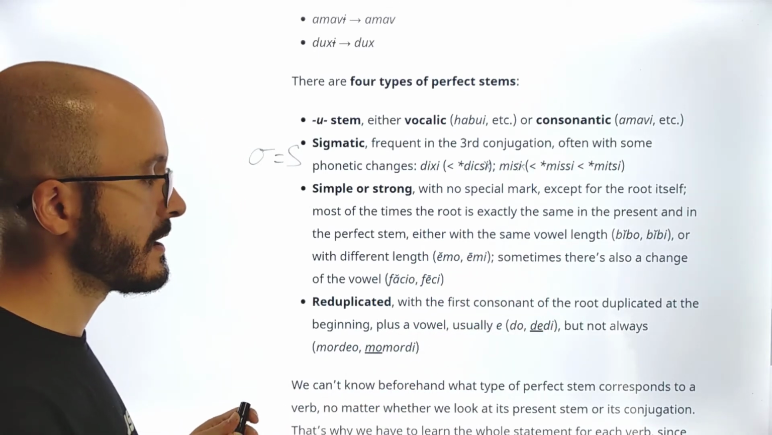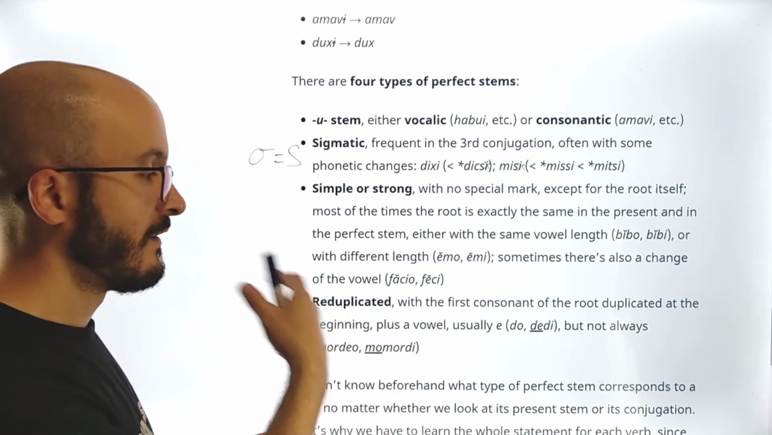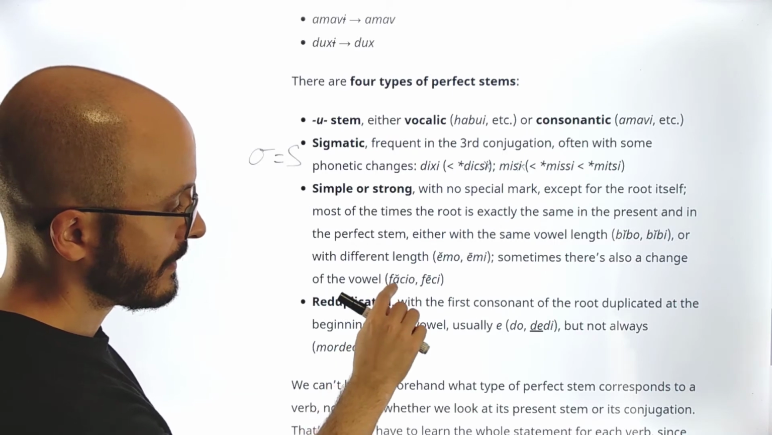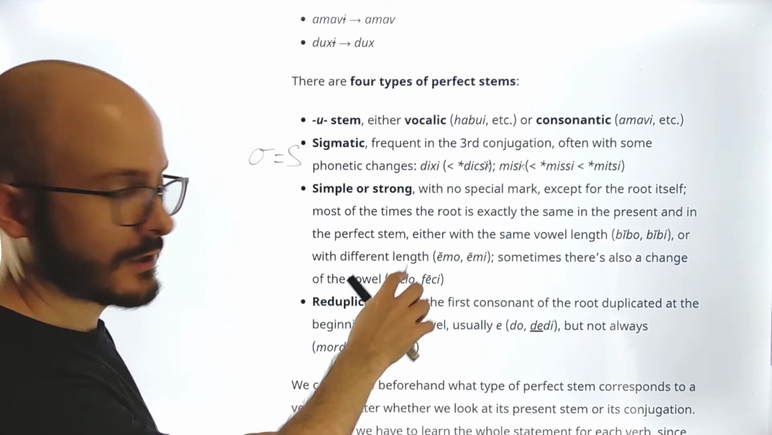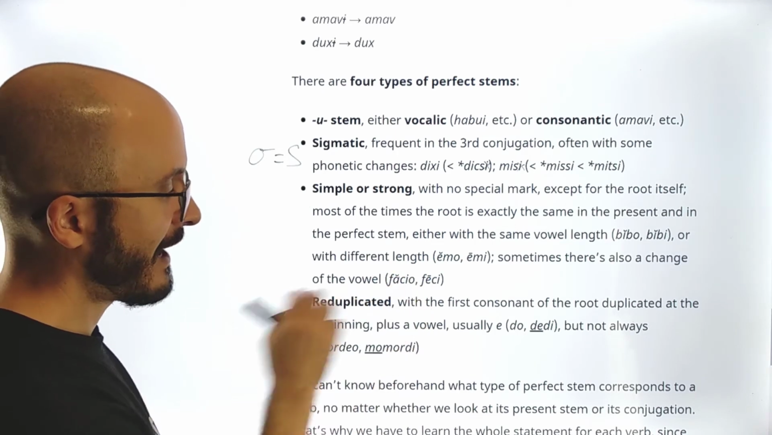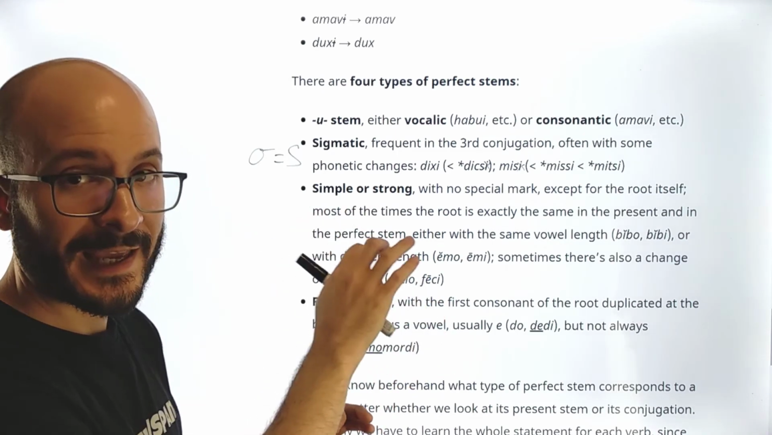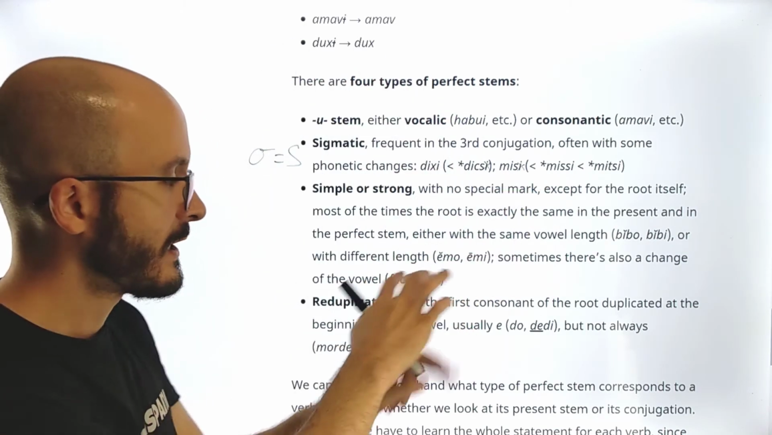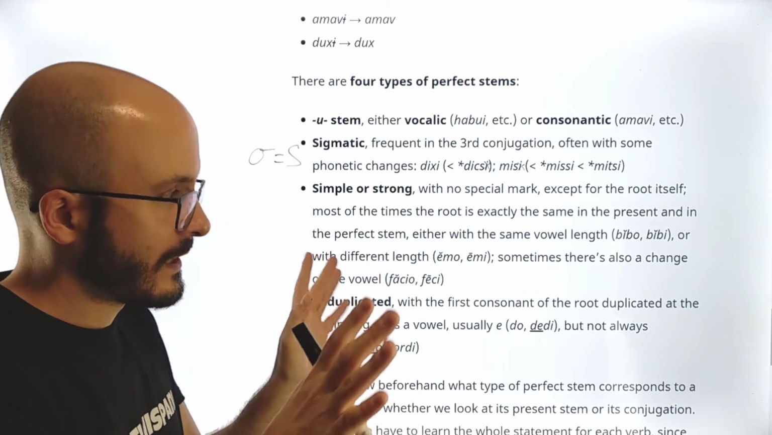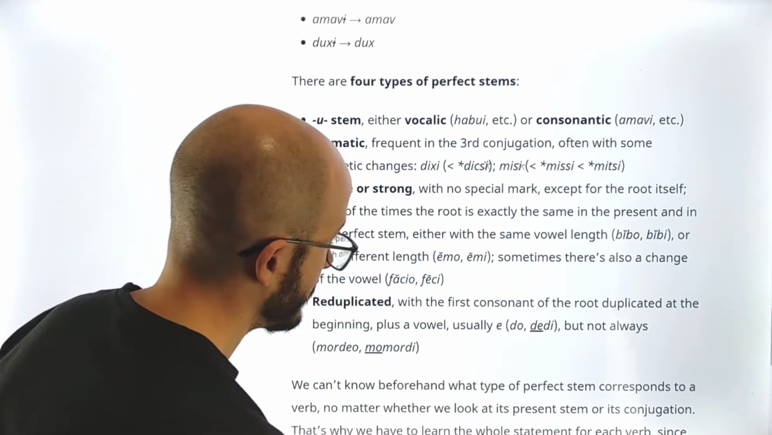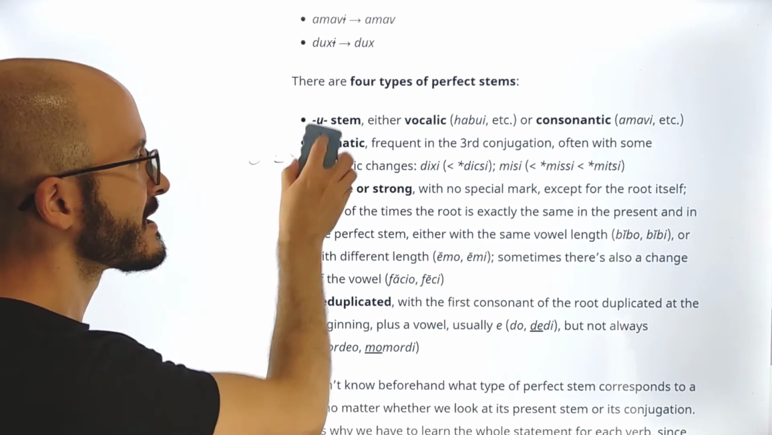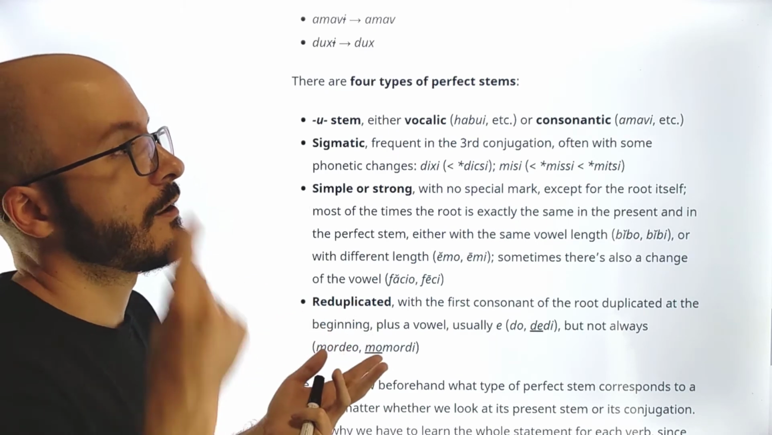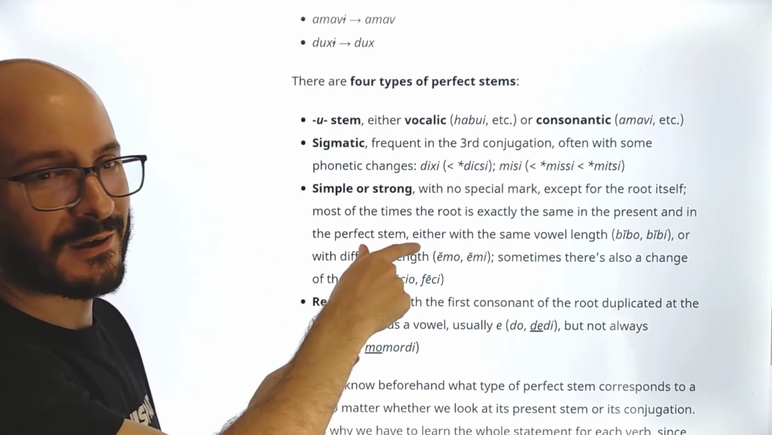Sometimes there's also a change of the vowels. So for example, in the verb facio, to do, to make, we see that the root is fac with a short a, and the perfect is fec with e, and the e is also long. So there are 2 characteristics. Again, you don't really have to learn this, just get some of this information in your head, and you will see that in the future you will think, oh, this is what we studied like 1 month ago or something, okay?